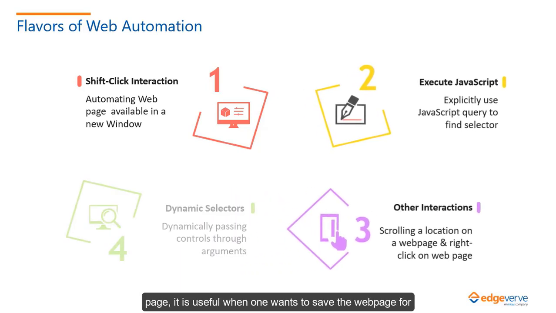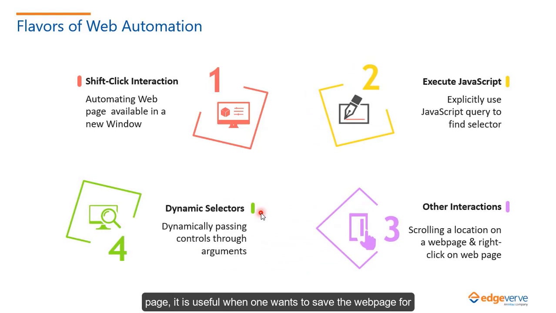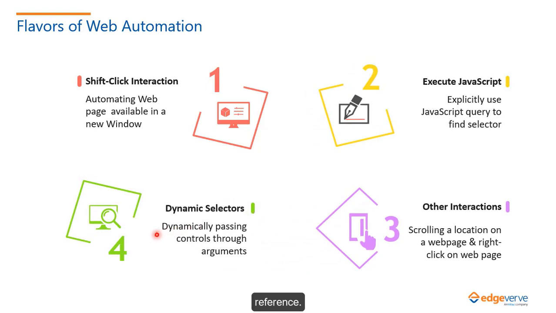Now let us talk about dynamic selectors. In case of certain UI elements which have dynamic selectors, they can be automated by passing the selector value through automation. It provides a manual way of identifying the UI element by passing the selector value dynamically.